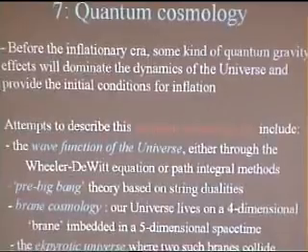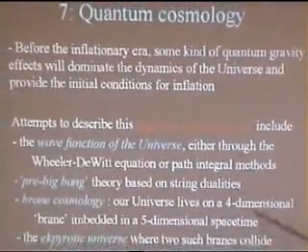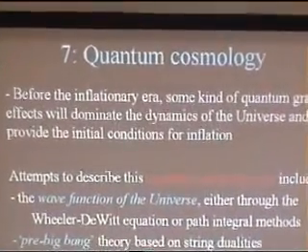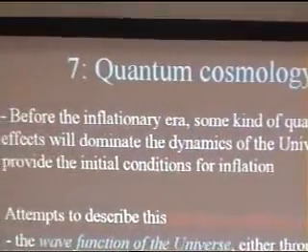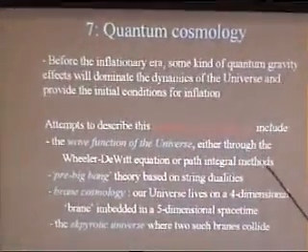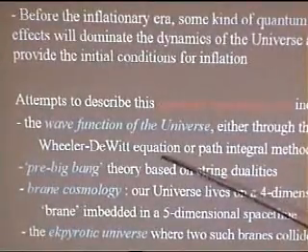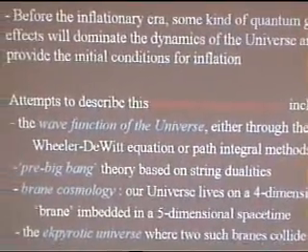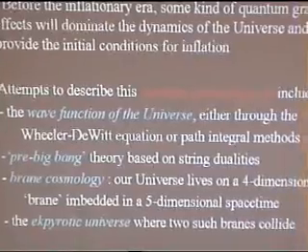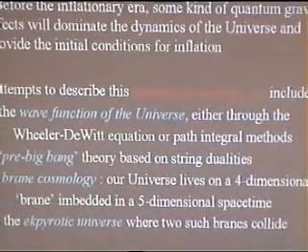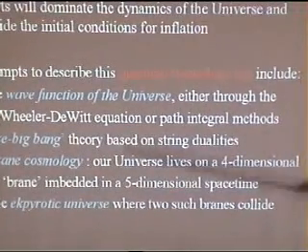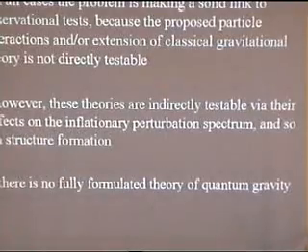Okay, now, theorists, being theorists, started thinking earlier and earlier, and started thinking about before the inflationary era, when some kind of quantum gravity effects will dominate the dynamics of the universe and provide the initial conditions for inflation. And there have been many, many attempts to describe this quantum gravity era, including the wave function of the universe, which Hartle and Hawking have looked at, either through the Wheeler-DeWitt equation or path integral methods; something called pre-Big Bang theory based on string duality; something called brane cosmology, that our universe lives on a four-dimensional brane embedded in a five-dimensional space-time; something called the ekpyrotic universe, where such branes collide, and so on and so on. There's a whole variety, a vast zoo, in fact, of competing models.